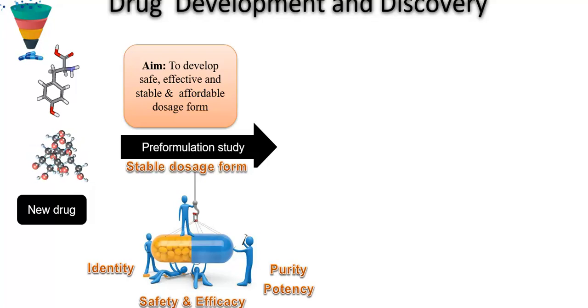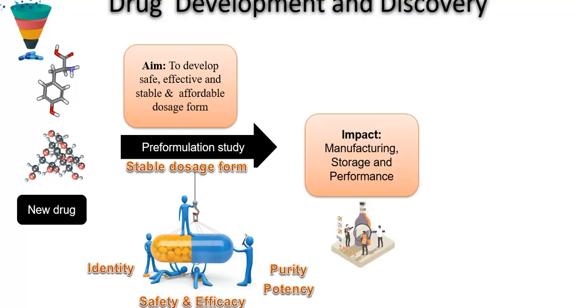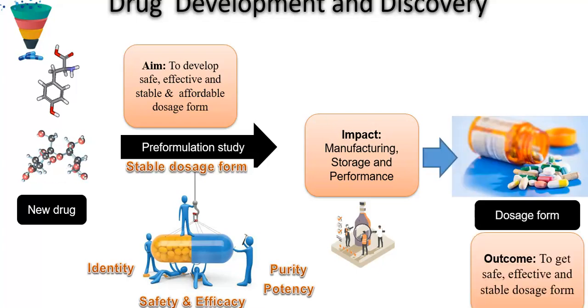Why is it important? Because it helps predict formulation behavior, reduce development time and cost, and prevent future stability or compatibility issues. So pre-formulation parameters are very, very important because they directly impact manufacturing, storage, and performance. So finally, you get the dosage form. The outcome is to get a safe, effective, stable and affordable dosage form. That is the outcome of any drug development and discovery process, from new drug to dosage forms.